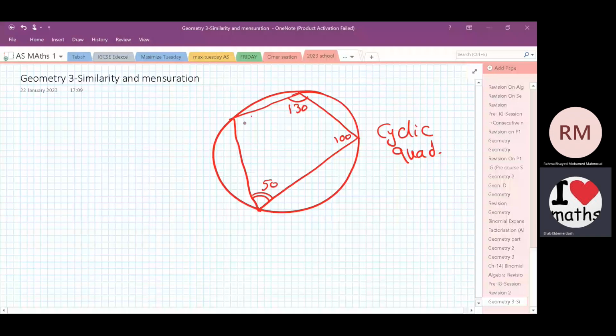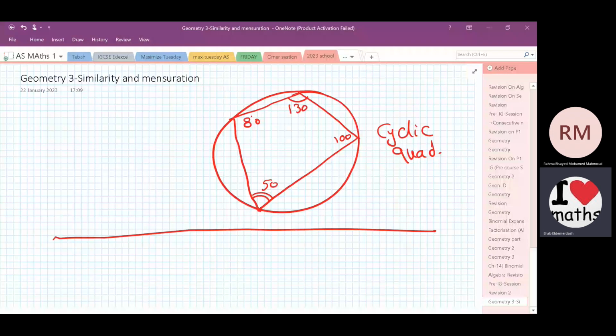And later, inshallah, next week we will explain this one in more detail. Next week we will start the circle part. Circle is very important, okay? So we will go through it step by step. But for now, all I need you to know is that the opposite angles add up to 180.